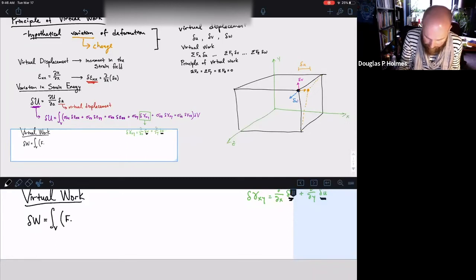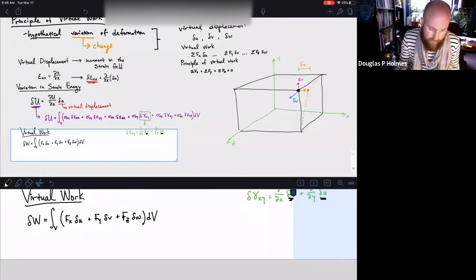I'm going to have my force in the X direction times my displacement in the U direction, and so on and so forth. Force in Y, displacement in Y, force in Z, displacement in Z, integrated over the volume. These are body forces per unit volume. Body forces per unit volume might be gravity, magnetic force, something that's acting on the entire body.